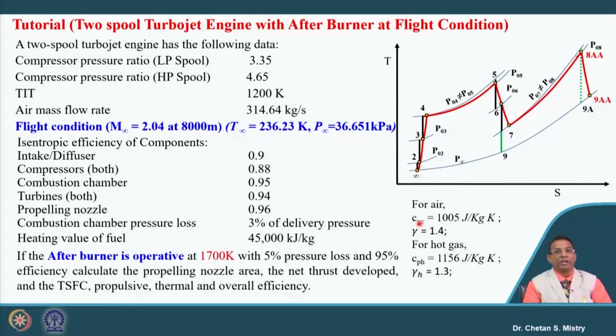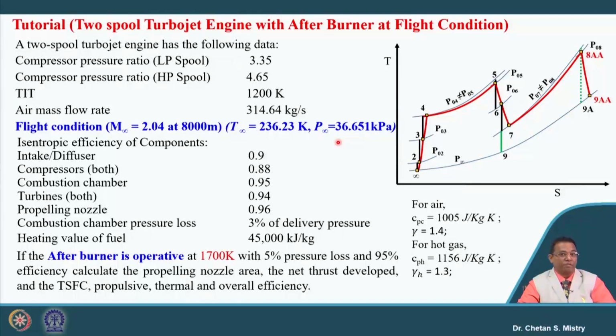Okay. Now let us look at the new idea. What we have discussed up till now in the last numerical, the afterburner is operating, but that is at the ground condition. Let us try to solve the same numerical considering the flight condition. Let us say this engine is fitted with an aircraft which is flying at Mach 2.04 at 8000 meter altitude. The temperature and pressure at that location is 236.23 Kelvin and the pressure is 36.651 kilopascal.